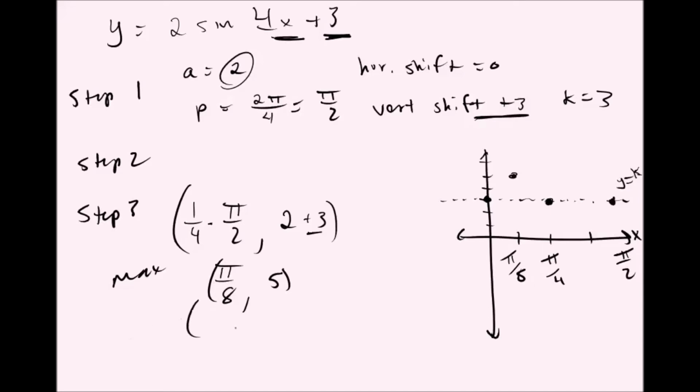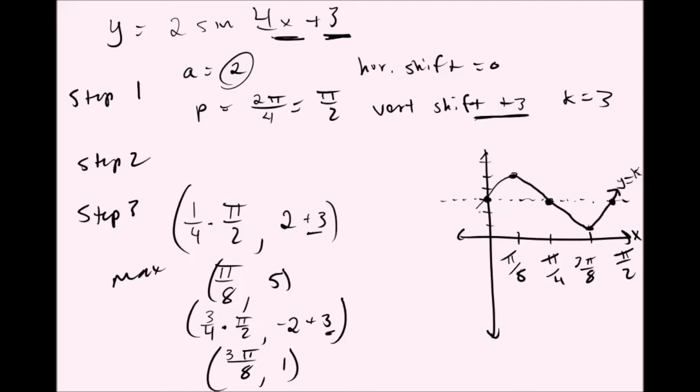And we need to find the minimum. To find the minimum, once again, from 14.1a, you're going to do 3/4 times the period, pi over 2, comma, negative amplitude, so -2 plus 3, because 3 is the vertical shift, and we're going to get 3 pi over 8, 1. So 3 pi over 8, go up 1 and put a dot. And then the last step is just going to be drawing our line through the points. And this is what this new sine graph will look like.